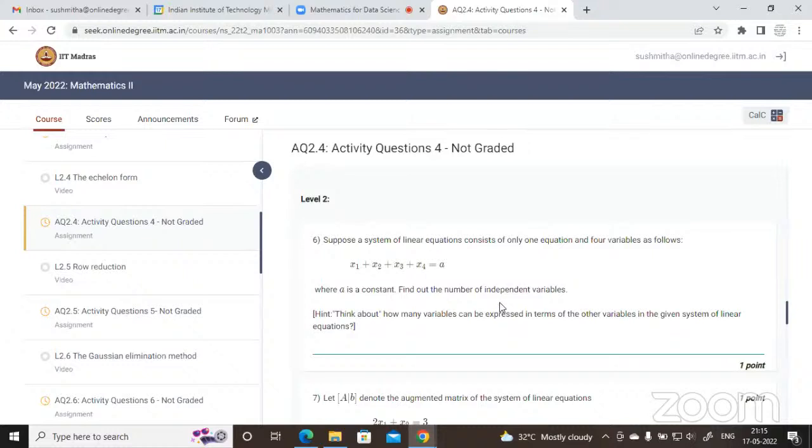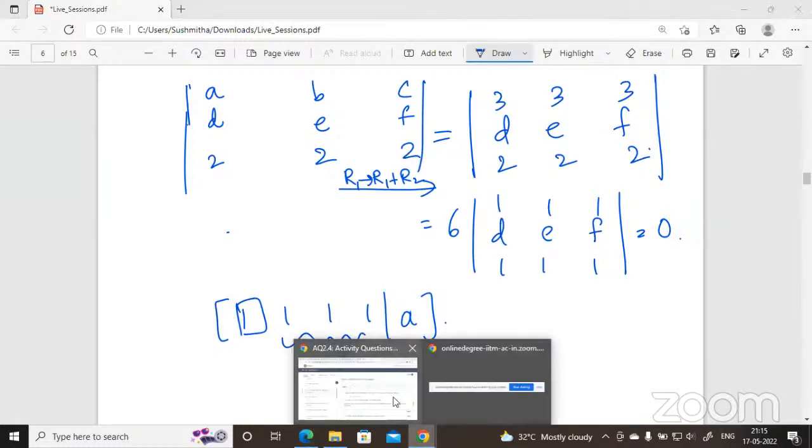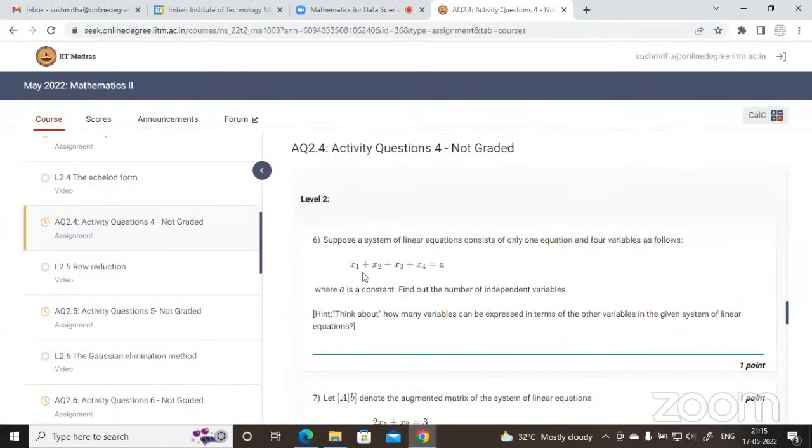So how many pivots are possible? Only one pivot possible. So everything else is independent, right? Okay, got it. Just from the equation you can tell x1 is equal to a minus x2 minus x3 minus x4. So x1 is dependent on every other variable and all the other 3 are independent, right? Okay. Yes, ma'am. That's okay.